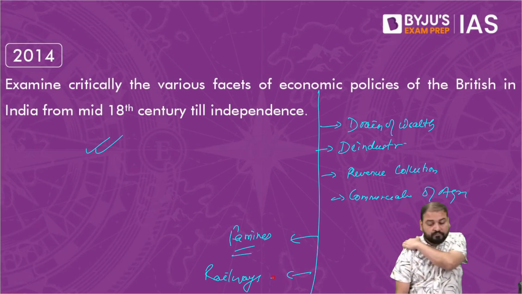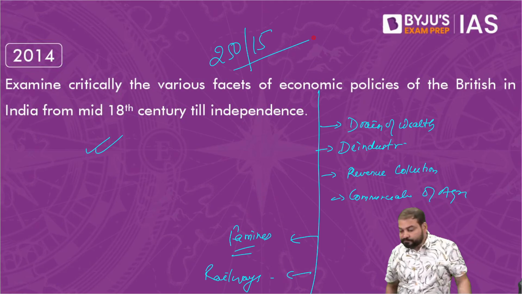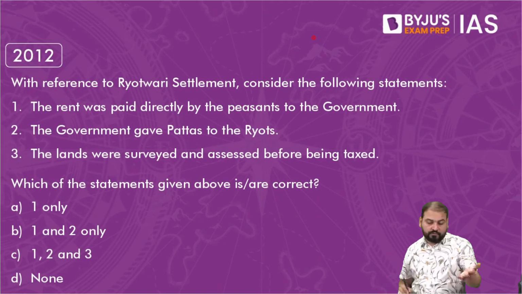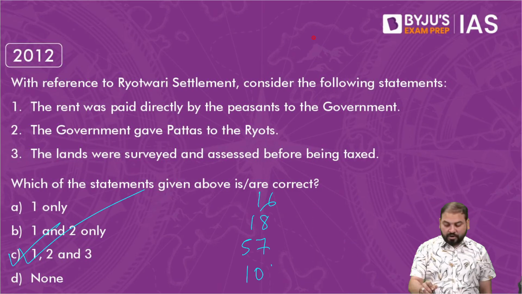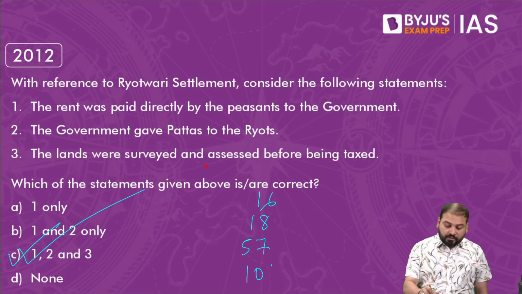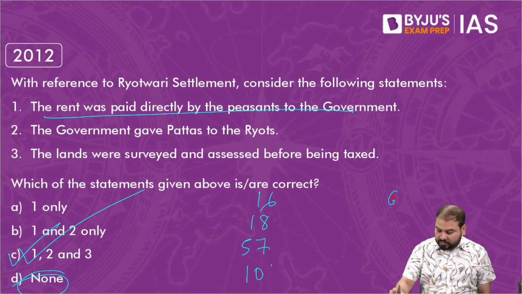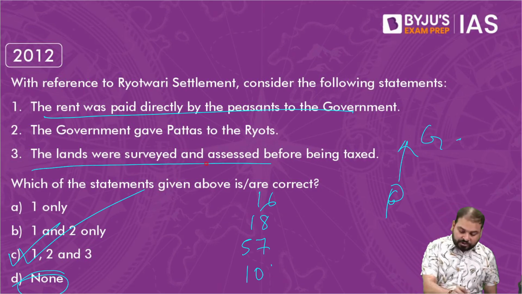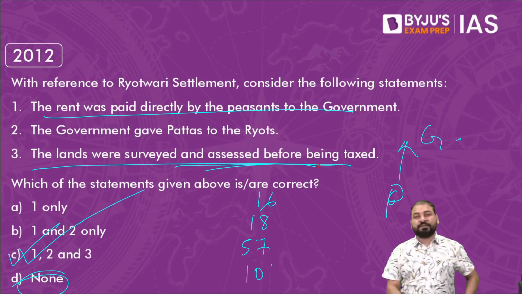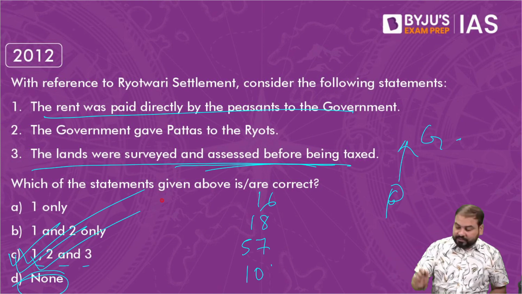All of you. Practice it. 250 words, 15 marker. Last. Very simple. All of you. Those who said D, worst option, because directly the peasant paid to the government. Absolutely. Before this, the land was surveyed, assessed, then only the taxation was brought. So 1 and 3 had to be there. C is the answer.